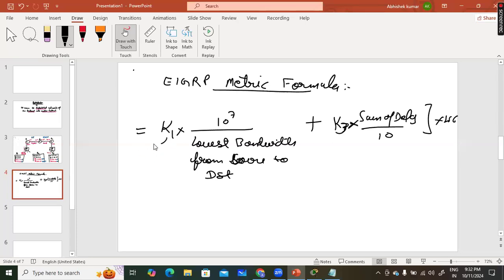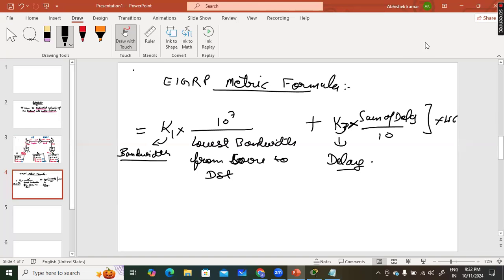And K1 stands for bandwidth, whereas K3 stands for delay. Make sure. Is it fine? Yes. Just keep this in your mind.